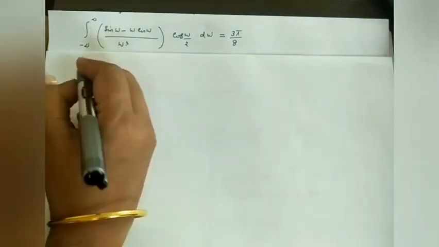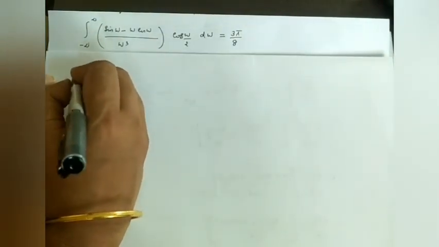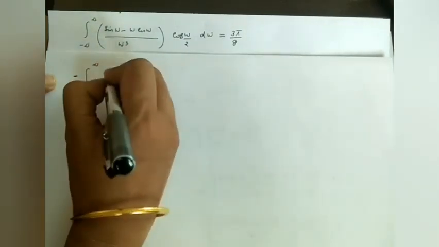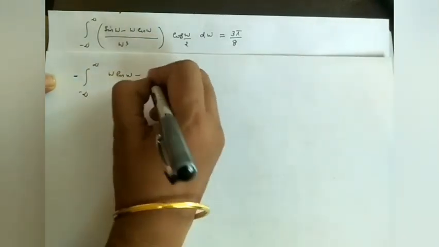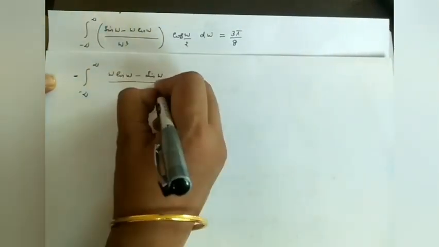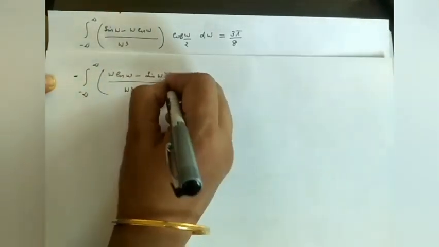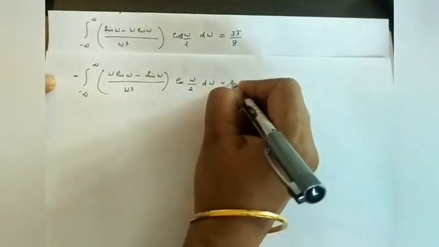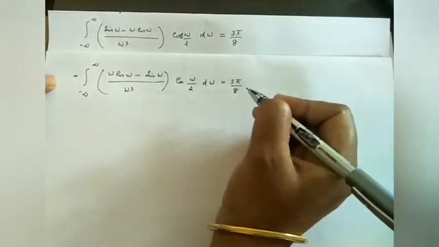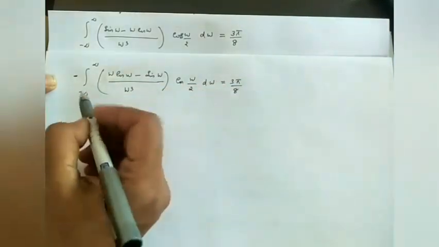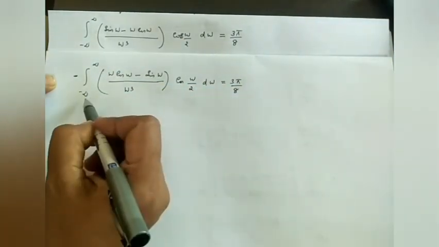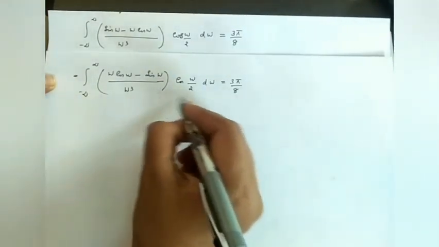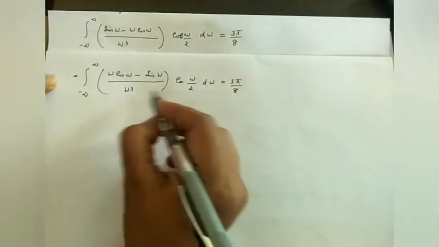Now, rearranging this as in the question, taking minus outside so that we have minus into minus infinity to infinity (omega cos omega minus sin omega) by omega cube into cos omega by 2 d omega, which is equal to 3 pi by 8. Also please note that in the question we have the limit from 0 to infinity. Therefore, we have to change the limit from minus infinity to infinity as 0 to infinity. For that, we want to check whether the function is even or odd.